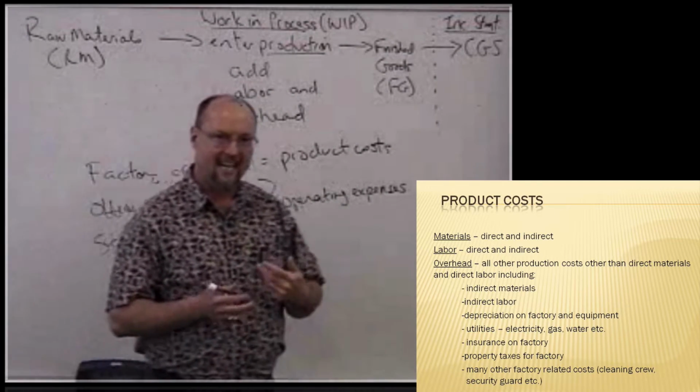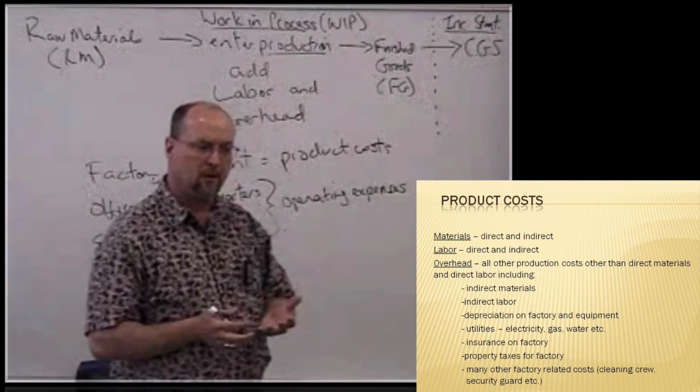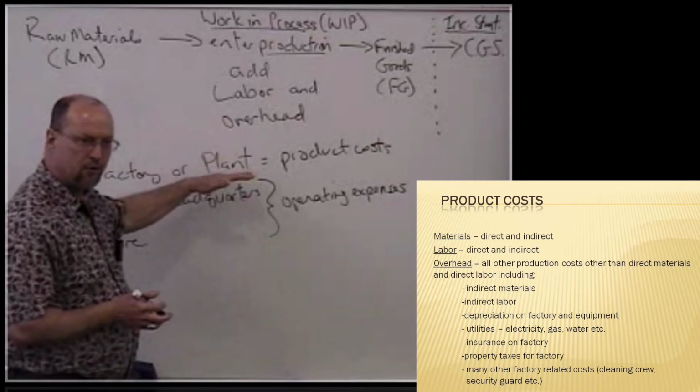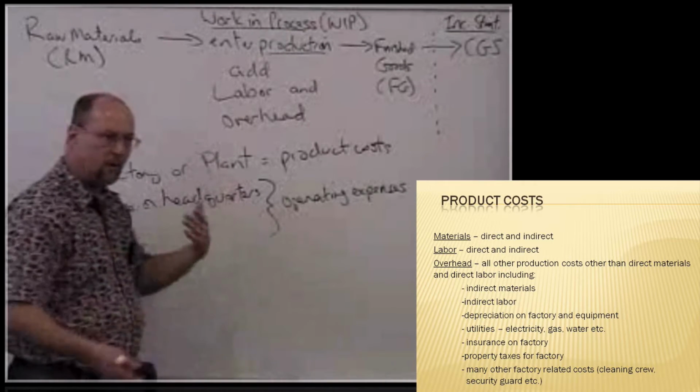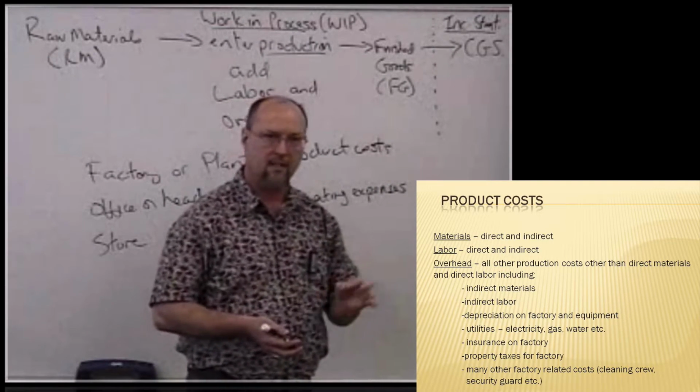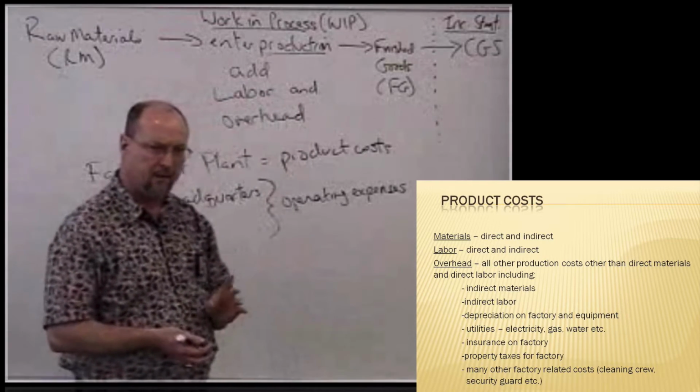These are all indirect laborers because they're not building the product, but they work in the plant or the factory, so they're related to the production process. If we weren't producing a product, we wouldn't incur those costs. And those are called indirect laborers. And again, we account for them a little bit differently.